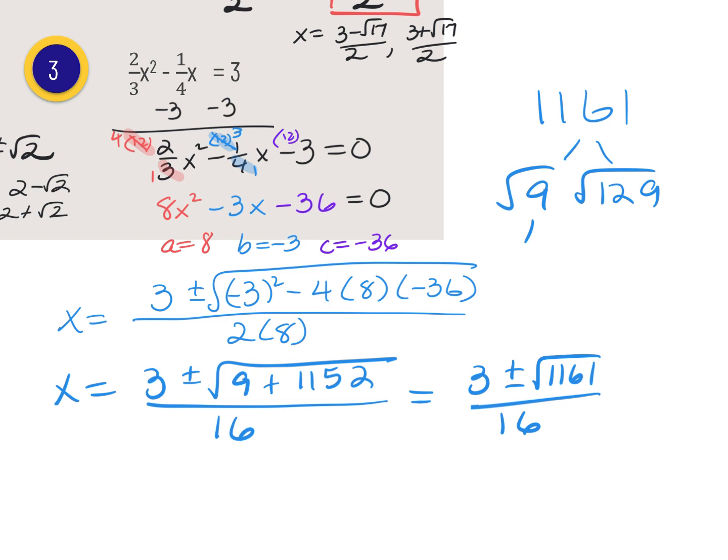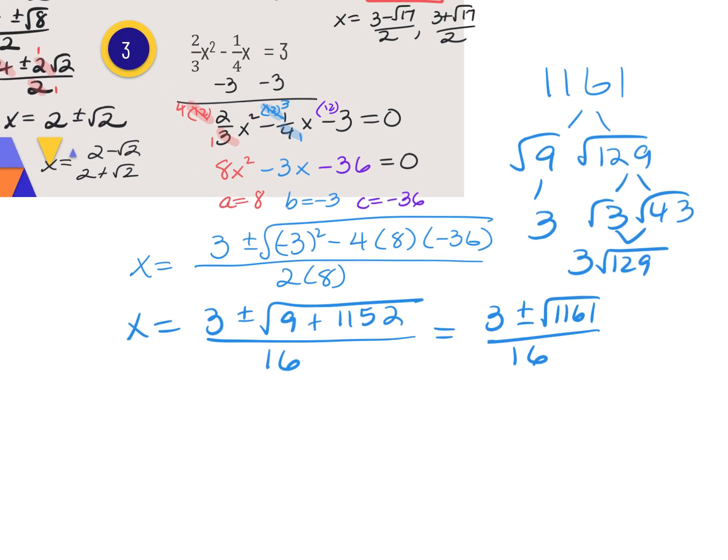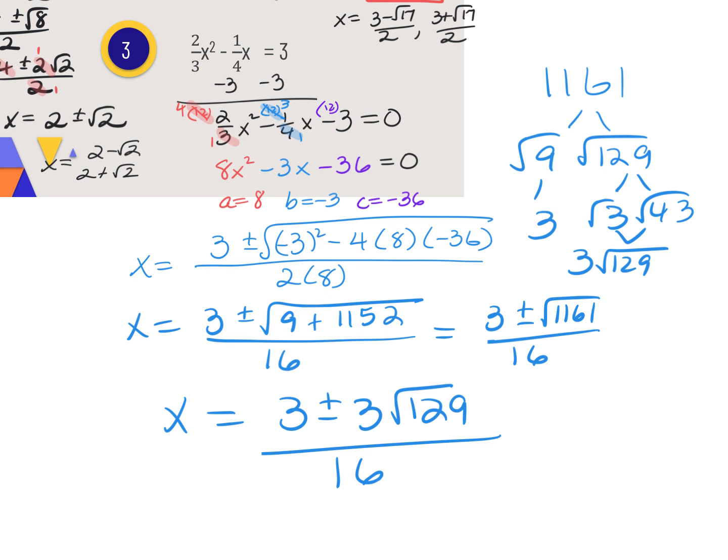Well, 9's already a perfect square. The 129, I can still break down into 3 times 43. However, 43 is prime, so I'm just going to multiply it back. So in simplest radical form, the square root of 1161 is 3 square root 129. So my final answer here is going to be 3 plus or minus 3 times the square root of 129 over 16. And again, for WebAssign, you're going to need to pull it apart.